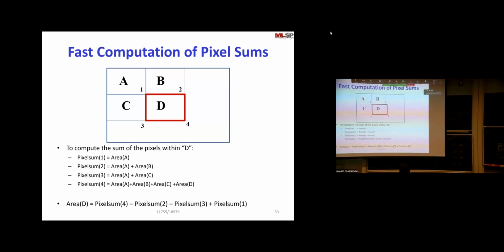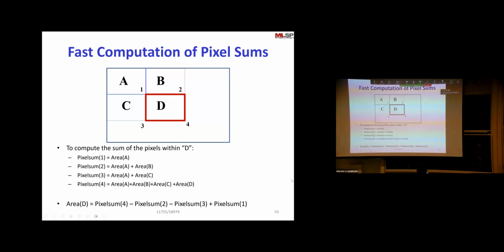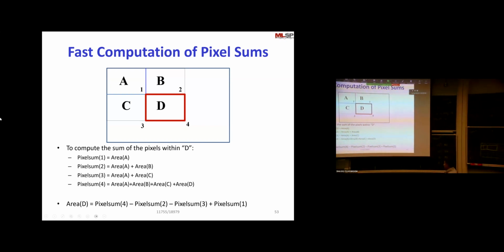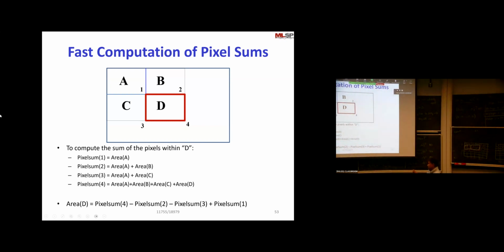right? So pixel sum at 1 is the area of A. Pixel sum at 2 is the area of A and the area of B. Pixel sum at 3 is the area of A and the area of C. Pixel sum 4 is area A, B, C, and D. So if I want the area of D, it's pixel sum 4 minus pixel sum 3 minus pixel sum 2, but then I have to add back pixel sum 1 because it's been subtracted twice. Right? 4 operations, really trivial.